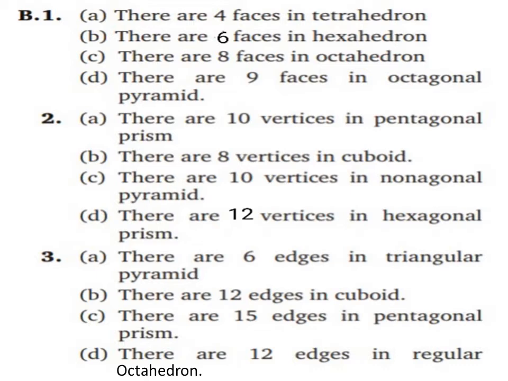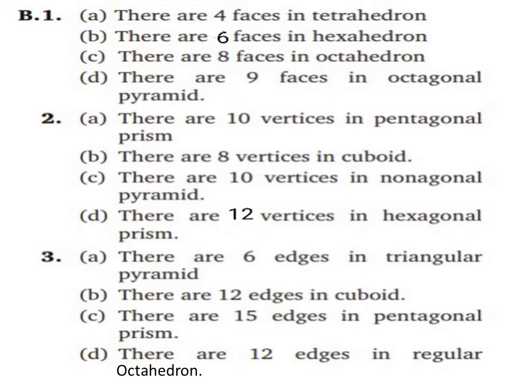Now second question, see in your book, how many vertex does each of the following solids have? So A part is pentagonal prism. So there are 10 vertex in pentagonal prism. Now B part, cuboid. So there are 8 vertex in cuboid. Now C part, nonagonal pyramid. So there are 10 vertex in nonagonal pyramid. Now D part, hexagonal prism. So there are 12 vertex in hexagonal prism.